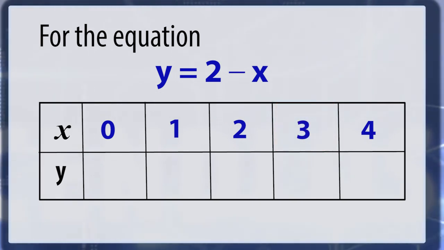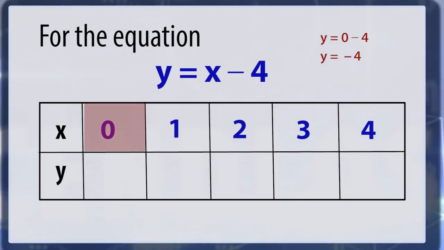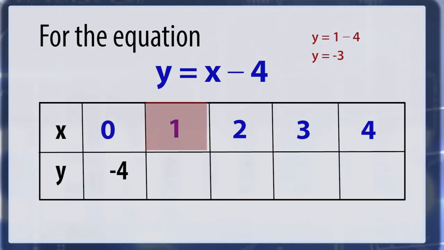We also have to consider the second equation, which is y is equal to x minus 4. So when x is equal to 0, we have y is equal to 0 minus 4, and that will give us y is equal to -4. The next is 1. When x is equal to 1, we have y is equal to 1 minus 4, which is equal to -3. Then also, when x is equal to 2, we have y is equal to 2 minus 4, which is equal to -2.